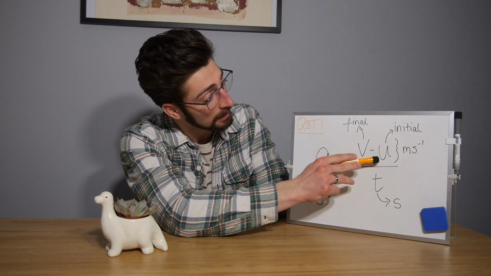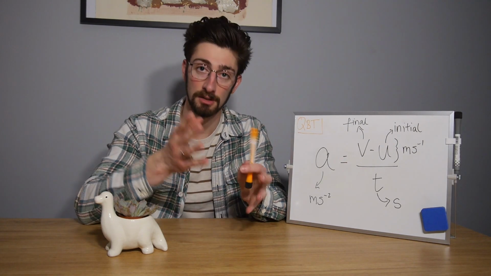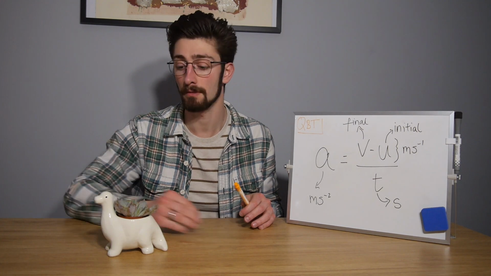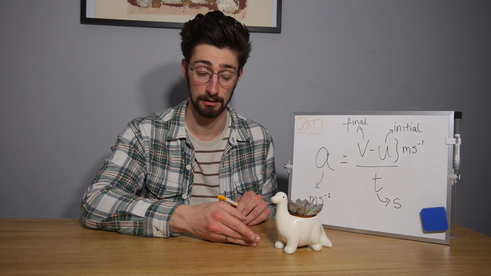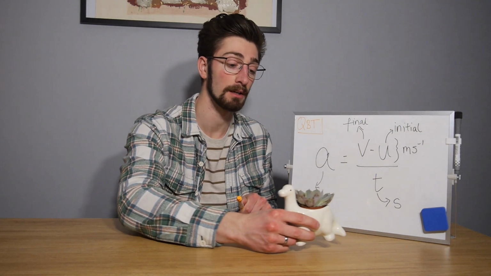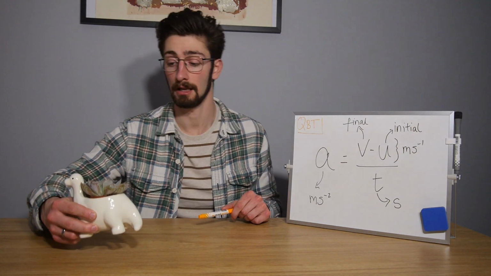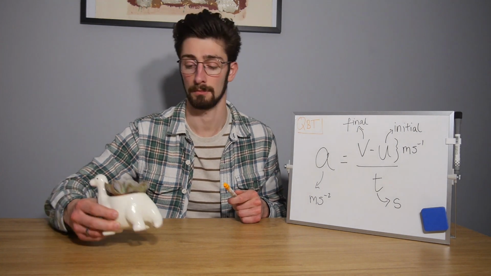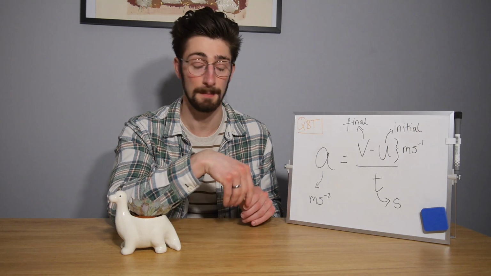U, I've put initial, because this is the object's starting velocity before the acceleration occurs. So in the case of Steve, he was stationary, so his initial velocity is 0. But if he's traveling at, say, 2 meters per second before he starts to accelerate, and he reaches 10 meters per second, then his initial velocity would be 2. So V is your final velocity, U is your initial velocity.